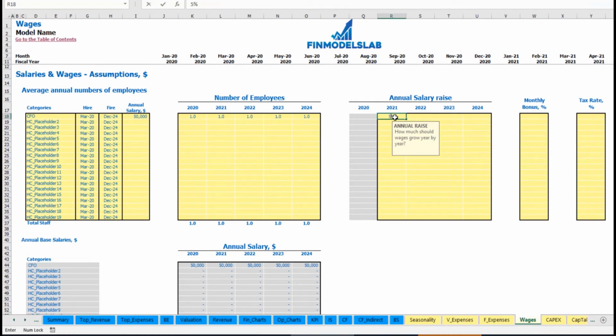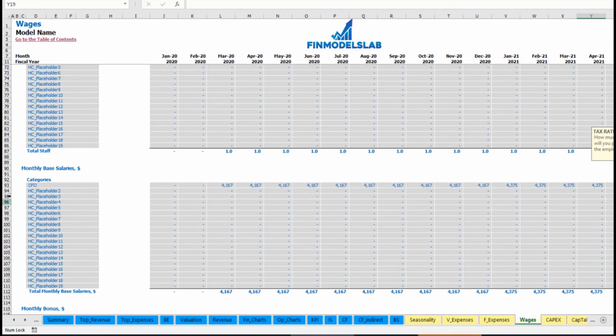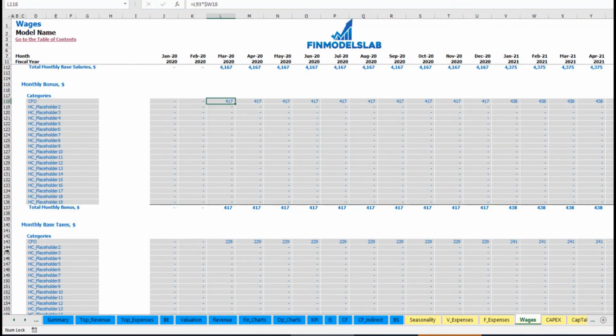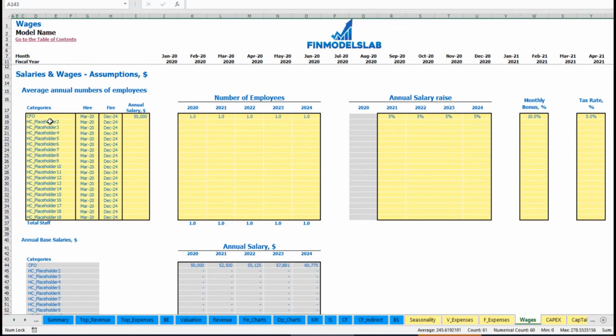Also you can input 5% of salary growth rate. You may see the amounts by years connected to this annual salary and impacted by the annual salary rise. Let's set up a 10% monthly bonus and 5% tax rate. So you may see below the calculation of salary broken down by months, the monthly bonus, which is 10%, and 5% of monthly taxes related to the payroll.